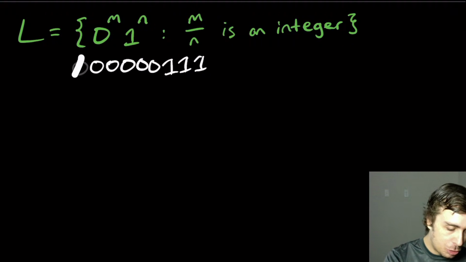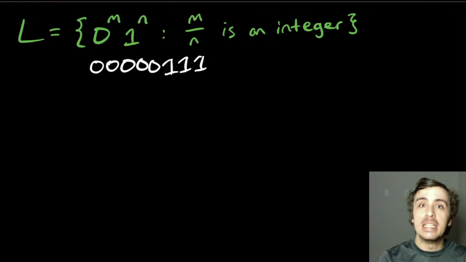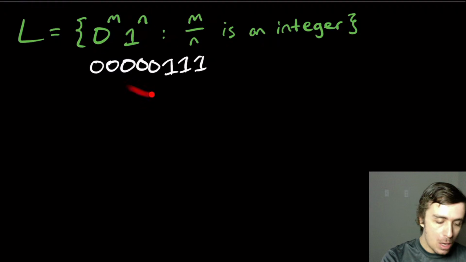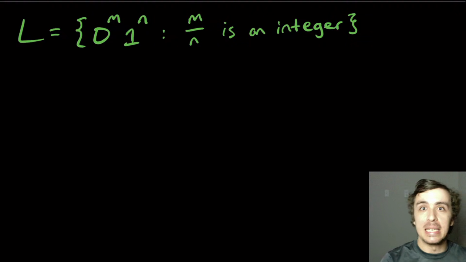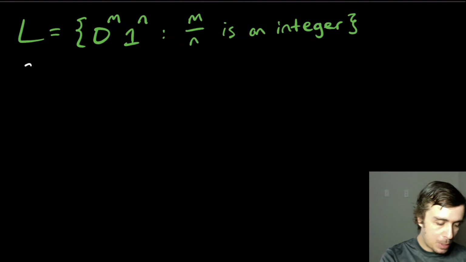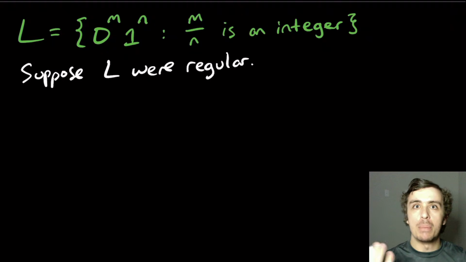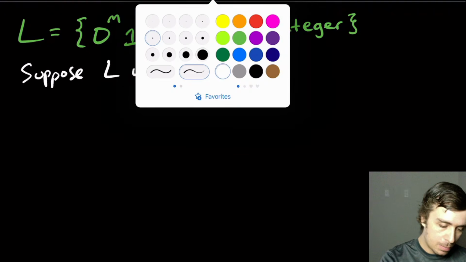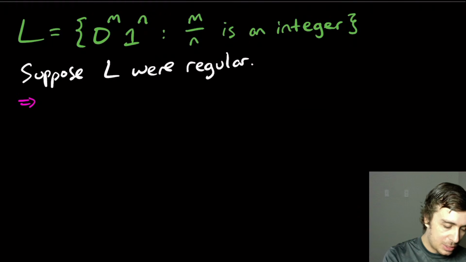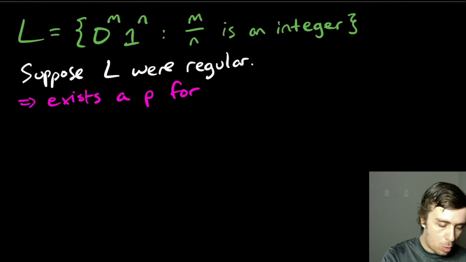But if I struck one of those zeros out, then that string would not be in L because 5/3 is not an integer. And I want to show that this thing is not regular. So let's suppose that it is. Suppose that L were regular. Then that means that there's a pumping constant P for L. So there exists a P for L.